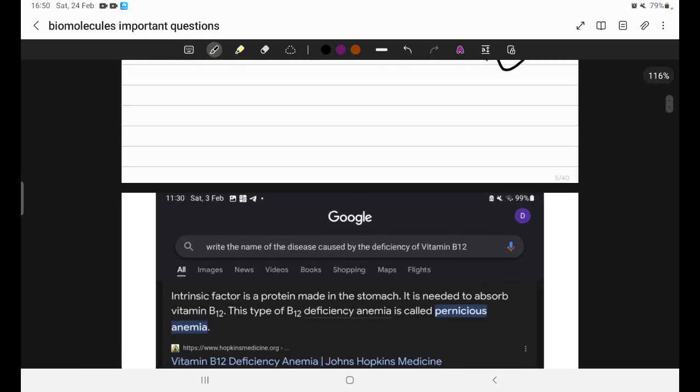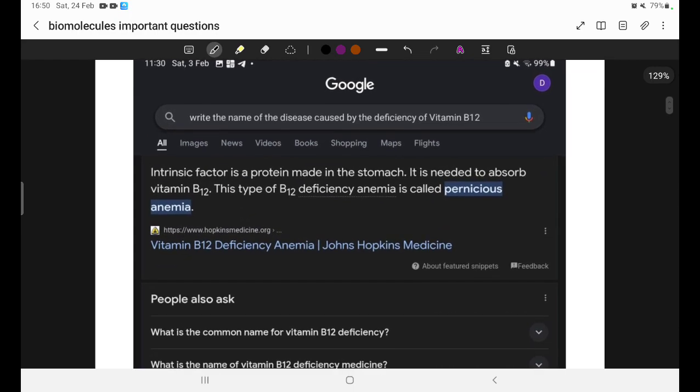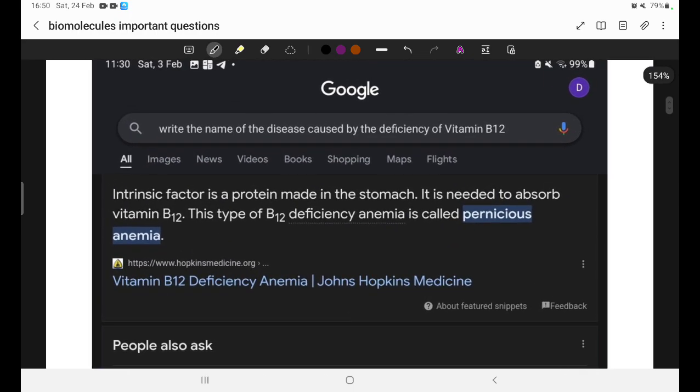Now we are done with this type of questions. Next is, write the name of the disease caused by vitamin B12. This is pernicious anemia. Actually, this type of questions, they'll make a table and give you. But I'll try to teach you question wise so that you will be able to memorize it easily. In table wise, you might get confused too. But if you ask my opinion, question wise is best. So, write the name of the disease caused by the deficiency of vitamin B12. It's pernicious anemia. And here also they have written a little bit more about it.